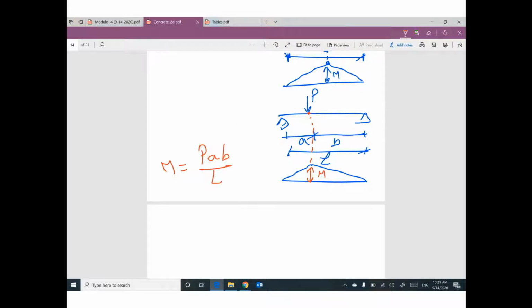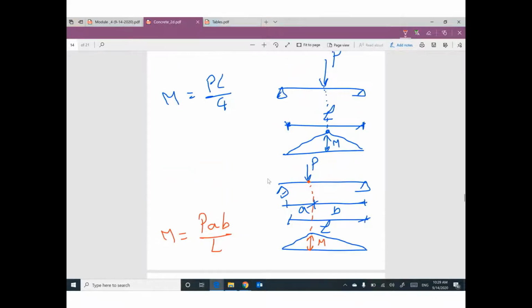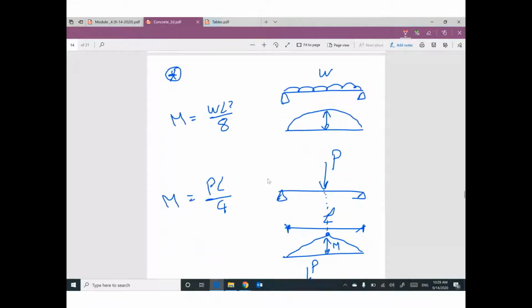I highly recommend keeping these diagrams and these values in your mind all the time. If you have concentrated load, if you have distributed load, first of all, I'm talking about a simply supported beam.